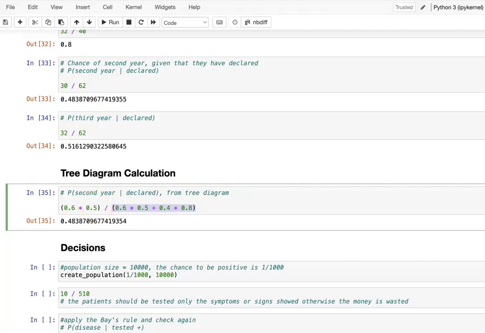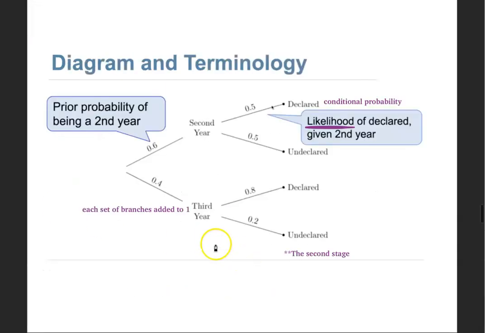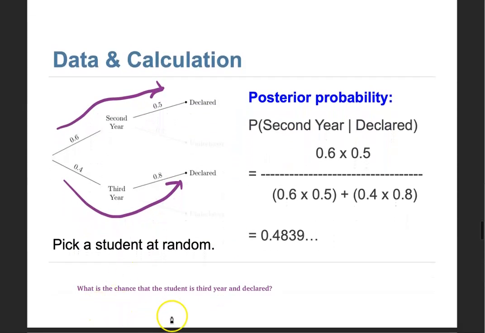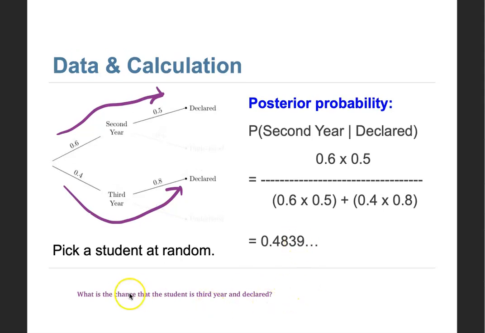Of course, if you want, you also can use this tree diagram to find the chance the student is third year and declare the major. You can try using this one to calculate, to check your answer. Check your answer with your classmates. You can either write a new cell in the Jupyter notebook or just use your calculator.